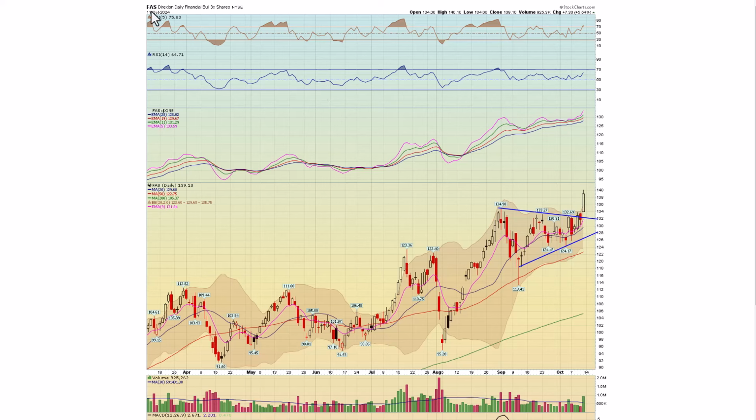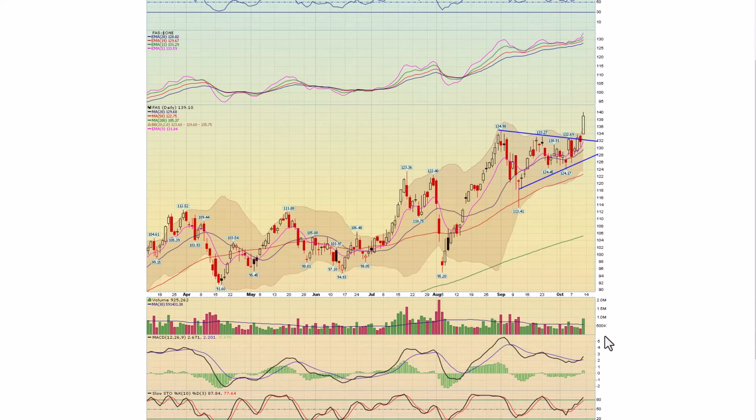So here's some that I put out mid last week as long ideas in the financial sector. Here's FAS. That's the triple long ETF for financials. I pointed out this textbook coil pattern. It actually triggered on Wednesday slightly. Hope you guys bought it. Big move on Friday, up 5.5% on expanding volume. Looks great.